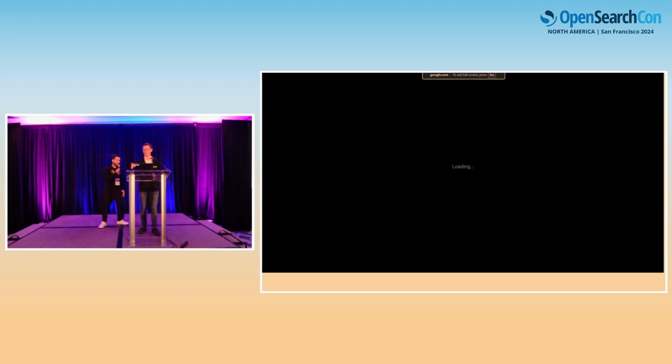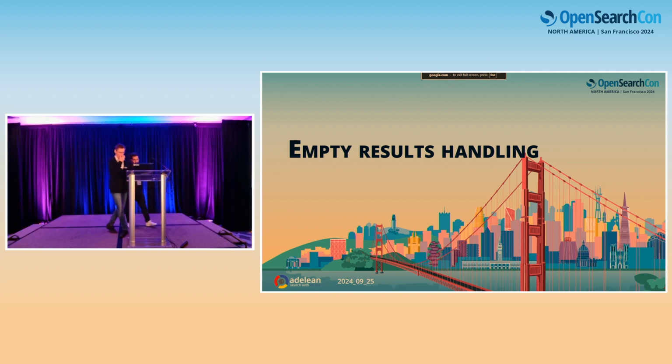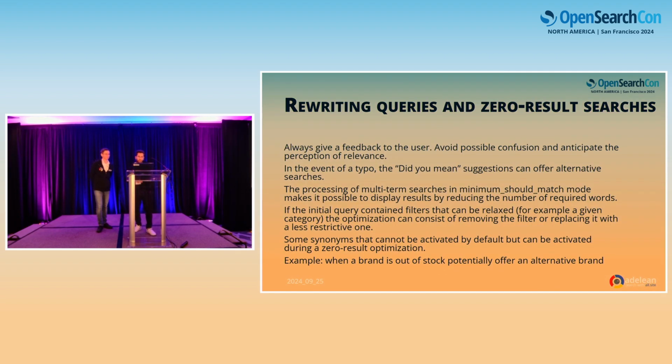And there is also another feature in e-commerce that is very important. It's the empty result handling. Sometimes the user will write a query, but there is a typo in the query, or you have 0 results for this query. But you can use, for example, the term suggester or the phrase suggester to find the good form of the query if there is a typo.